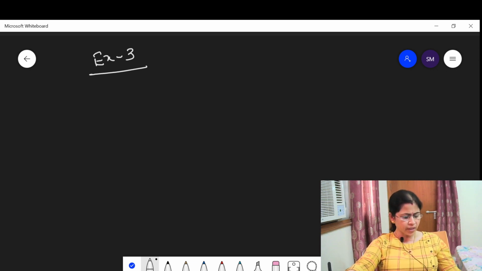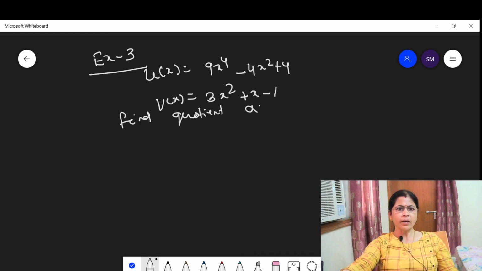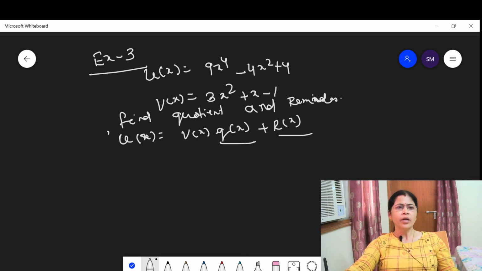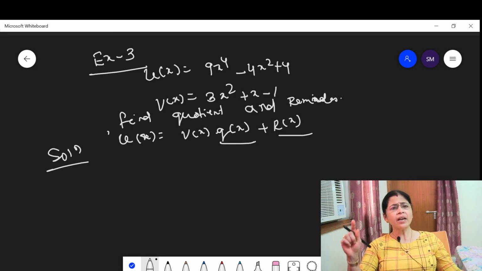Example 3. Here Example 3 says divide the polynomial. Here the polynomial u(x) is given: 9x fourth minus 4x square plus 4, and v(x) is given: 3x square plus x minus 1. Also find the quotient and remainder, the same thing. At first try to do the division. u(x) is equal to v(x) into q(x) plus r(x). Here q(x) is the quotient and r(x) is the remainder. Then do the sum, then do the solution. Very important thing at first: verify the given dividend and the divisor.